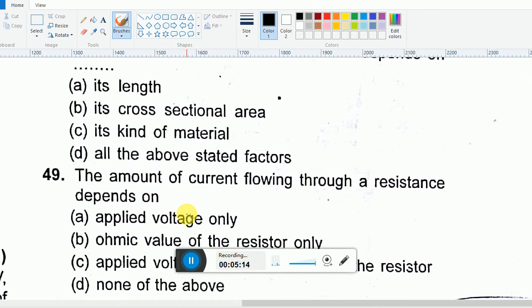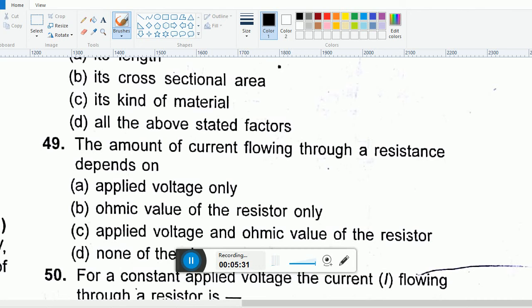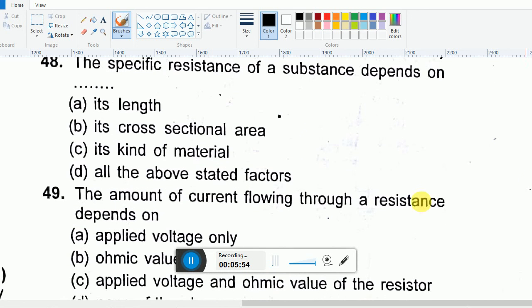The amount of current flowing through a resistance depends on what? Current flowing through a resistance depends on the applied voltage and the ohmic value of the resistance. Current flow is due to the voltage, but in the circuit it also depends on the ohmic value of the resistor. So the answer is: the amount of current flowing through a resistance depends on applied voltage and ohmic value of the resistor.